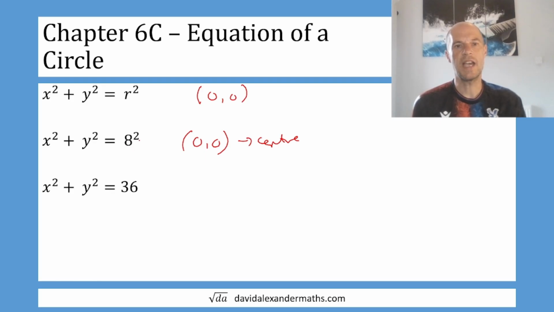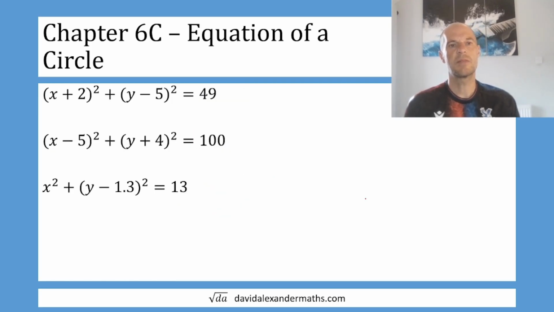And if it equals 8 squared, then that means the radius has got a length of 8 units. X squared plus y squared equals 36. The centre is therefore going to be 0, 0. And the radius is going to be the square root of 36, which is 6.